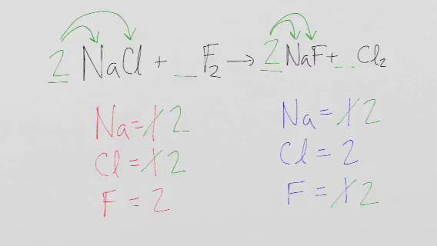Now notice how I didn't do anything to this F2 and I didn't do anything to the Cl2. You could write a 1 here. You can, you don't have to. It's up to you. If you find that that's going to help you remember that there's only 1 of those molecules, go for it. But you don't need to do that. This is how we balance an equation, and this is how we prove the law of conservation of mass. There's the same number of elements on both sides, and then there's the same number of atoms of each of those elements on both sides of the equation.